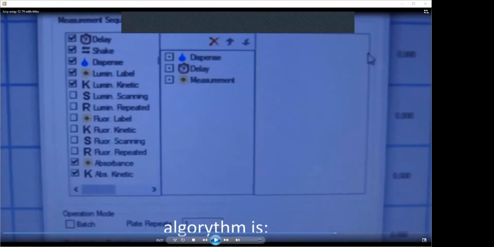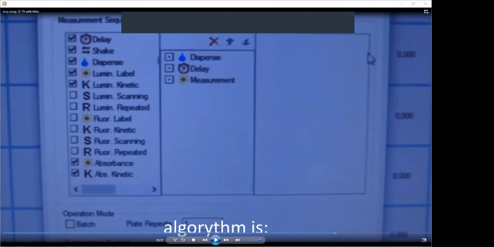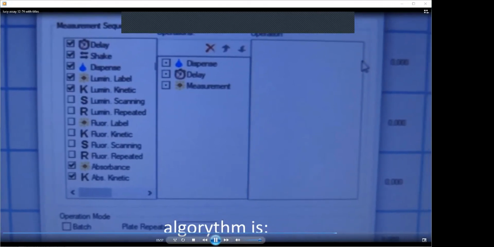So the next step is the measurement itself, where you see the algorithm. First is dispense. In this step, the machine is injecting injection buffer containing the substrate. Then there is a delay. So let's have a look.